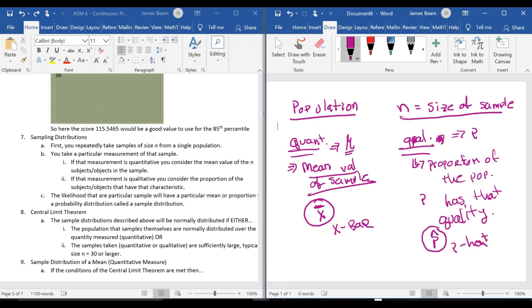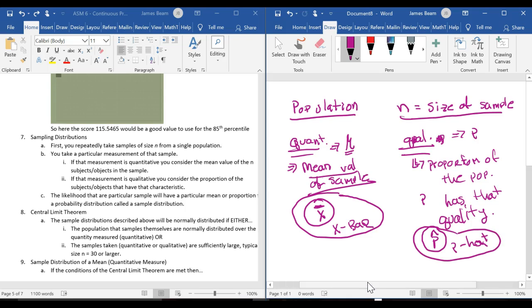And here's the thing. Under certain conditions, if you take enough of these samples, these values will be distributed normally as a bell curve.